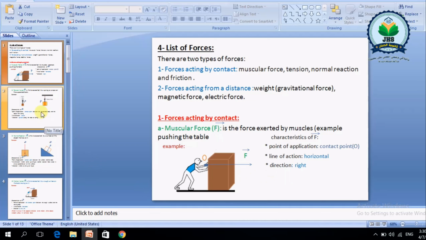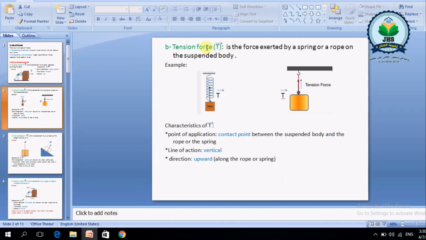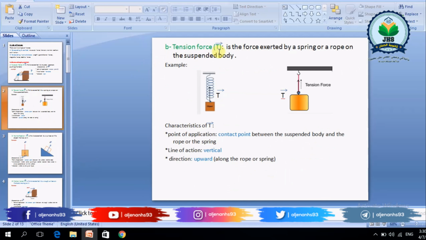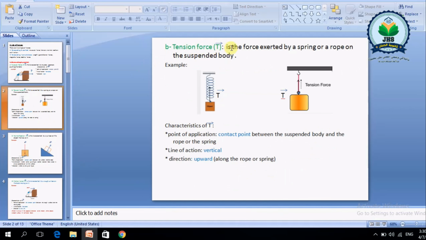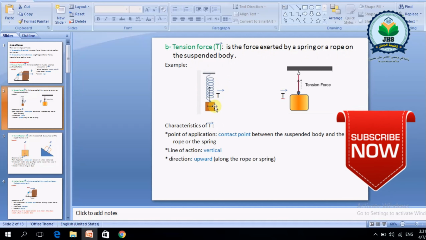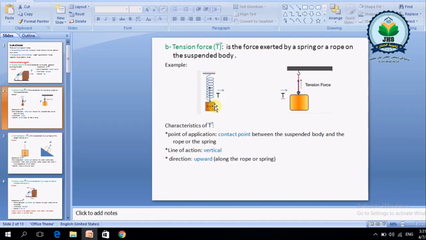The second force is tension force, and it's expressed or represented by T capital vector. What do we mean by tension force? It is the force exerted by a spring or a rope on the suspended body. That is, if we have no spring here, then this body will fall down. That's why the spring prevents it from falling down, and that's why it exerts a force which is called the tension force, which prevents this body from falling down.